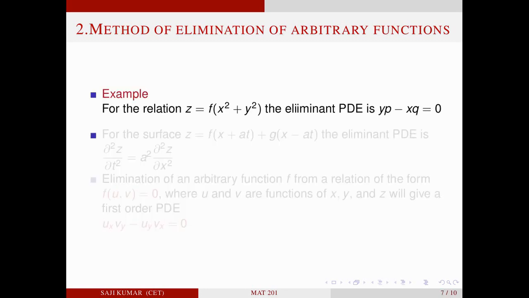For example, consider the relation z is equal to f of x square plus y square, where f is an arbitrary function. The eliminant PDE will be a first order PDE yp minus xq is equal to 0.